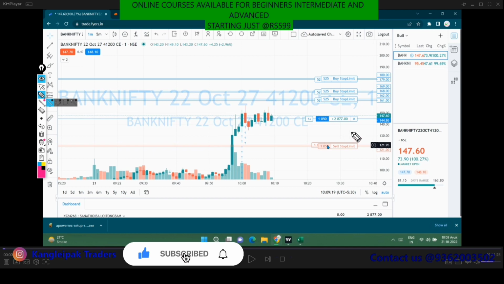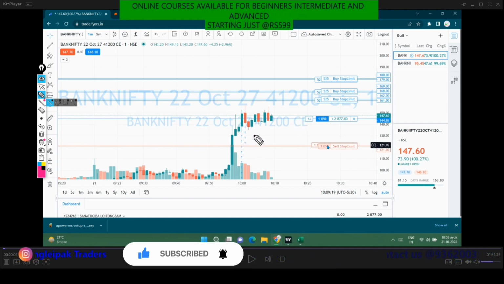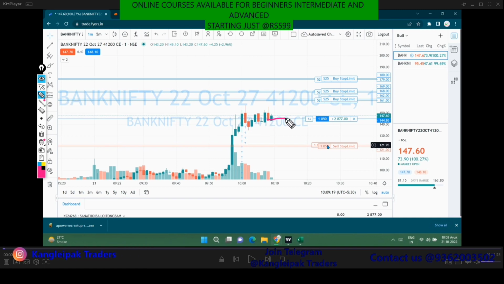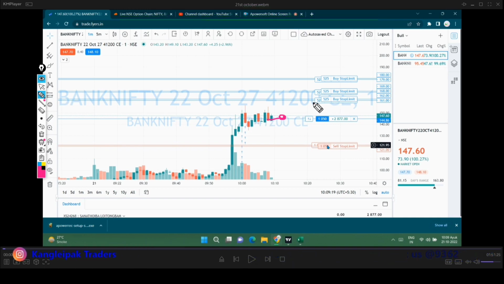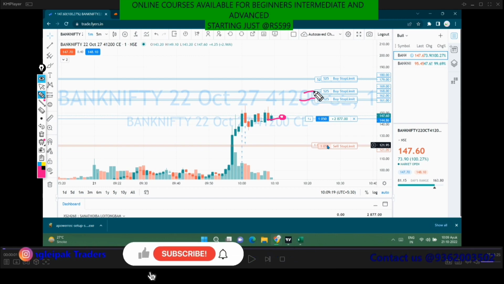So I bought something at 144. Okay, and now the next thing is I have to buy another at 161, again another I have to buy at 168, again another I have to buy at 179, and my target is 186. So this is how my trade goes.